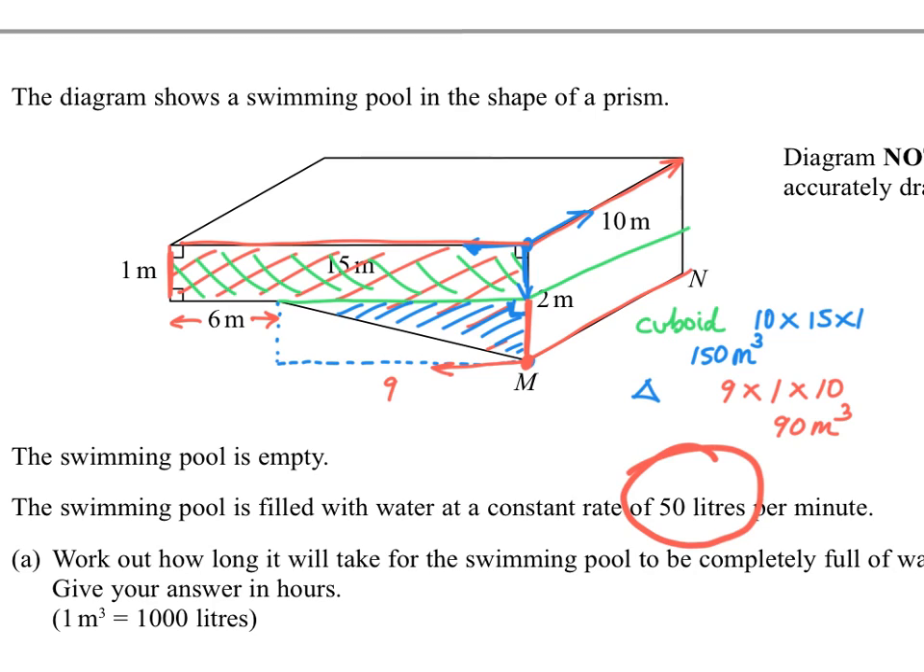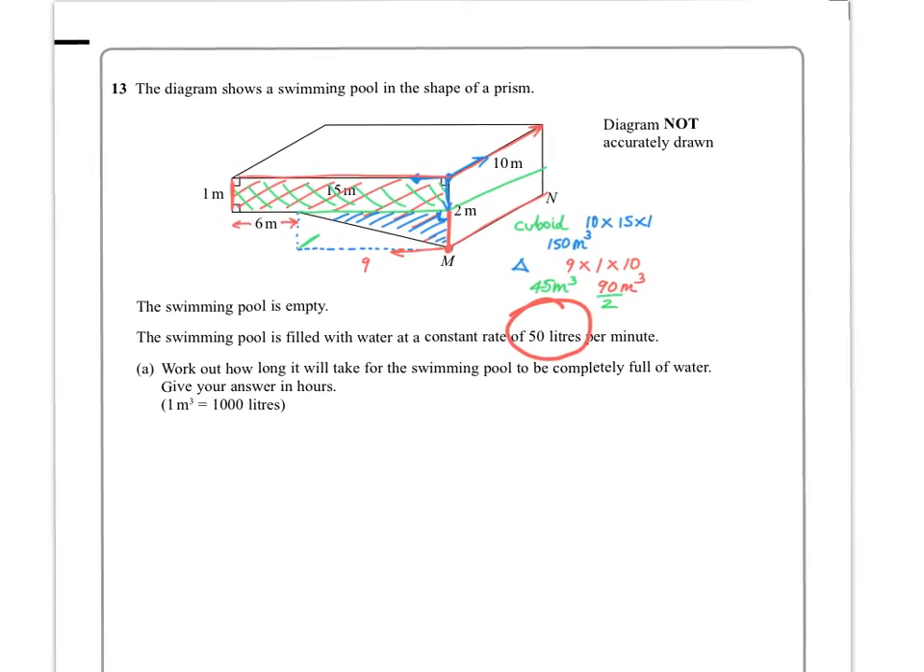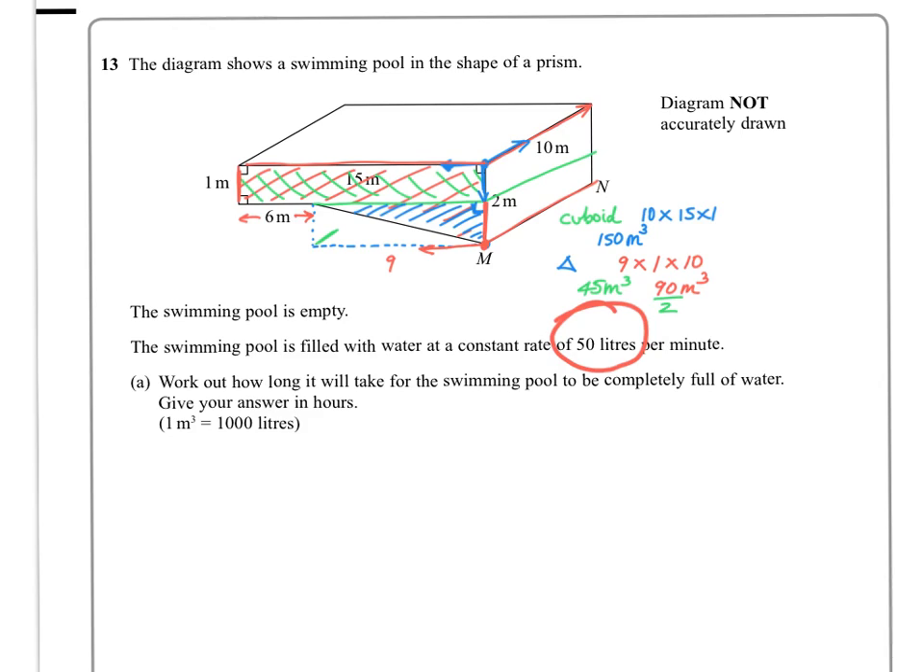But now make sure that you halve this value, because for the triangular part we wanted to halve what the cuboid would have been. Okay, so we need 45 meter cubes for the triangular part. So adding those together would give us 150, and 45 is 195 meter cubes. You won't need a calculator for that.